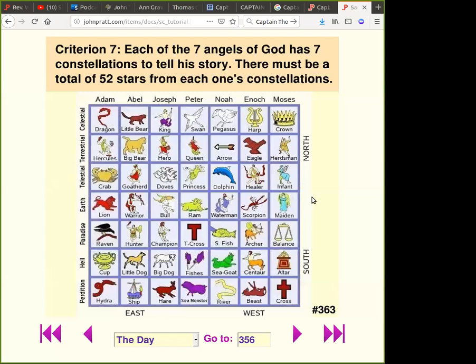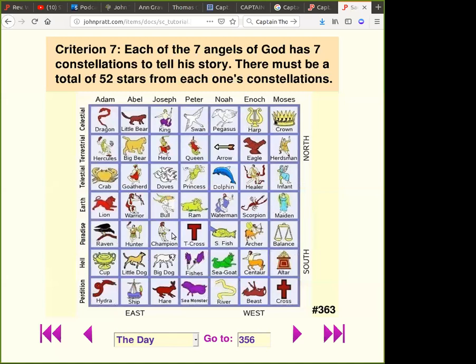There's 12 constellations in the zodiac, so some of them are going to be above, like the crab, and some of them are going to be below, like the balance, because 12 don't fit into 7. But anyway, the bottom 3 levels are paradise, hell, and perdition. And we often forget, or don't even know, that there's 3 levels in the spirit world.